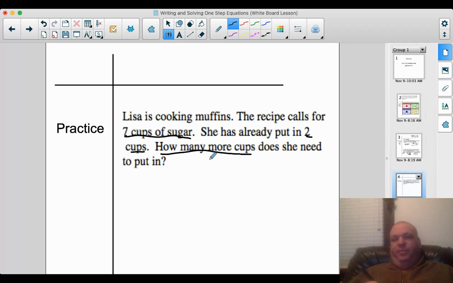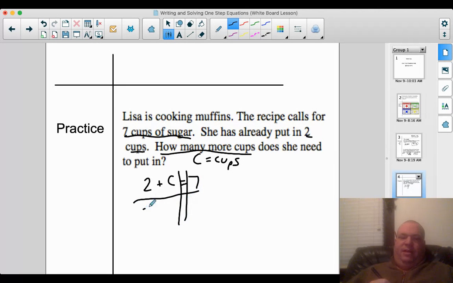So we think about the process for this. We have to define our variable. I'm going to say C stands for cups of sugar. This is how many she needs to put in. That's my unknown. Now we think about the relationship between these numbers. What I already have put in plus what I need to add to that gives me the total. So 2 plus C equals 7. Obviously, when we solve this, we'll get C equals 5. But being able to write this equation is, again, the skill that we're focusing on.